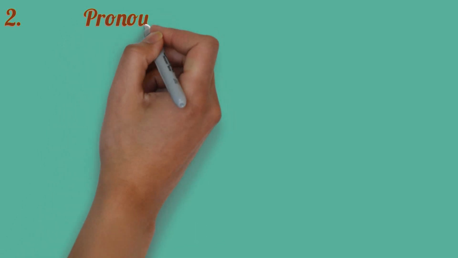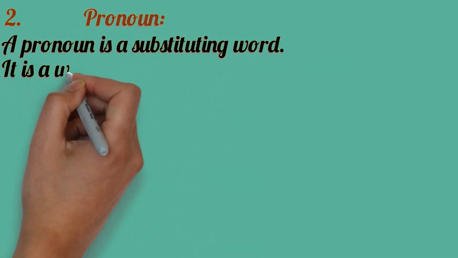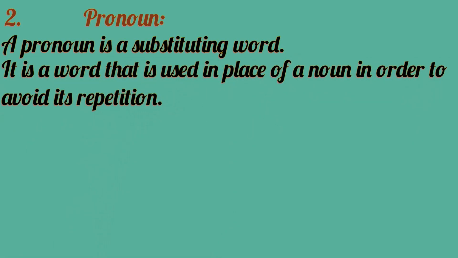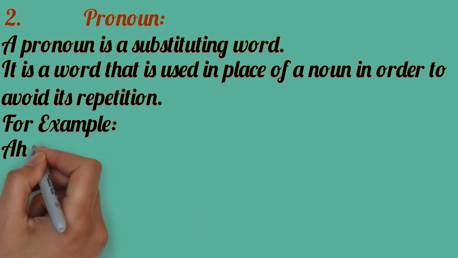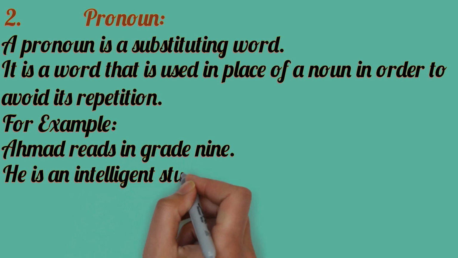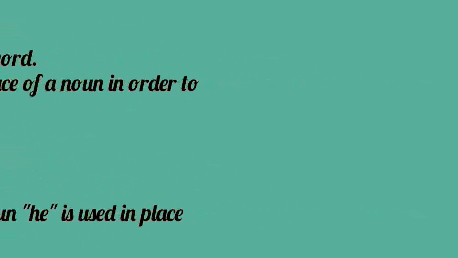2. Pronoun. A pronoun is a substituting word. It is a word that is used in place of a noun in order to avoid its repetition. For example, Ahmad reads in grade 9. He is an intelligent student. In the second sentence the pronoun he is used in place of the noun Ahmad.